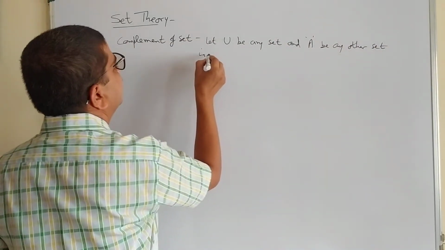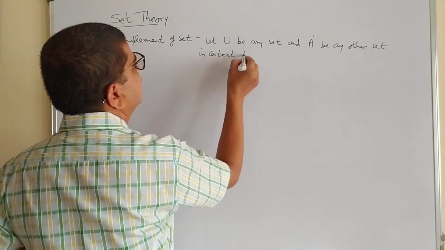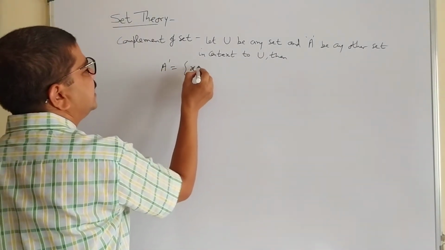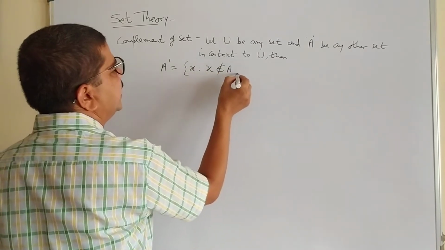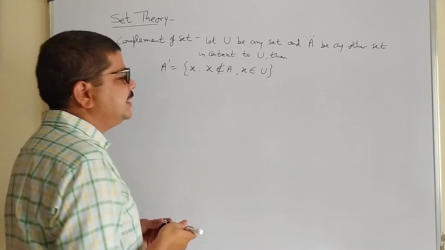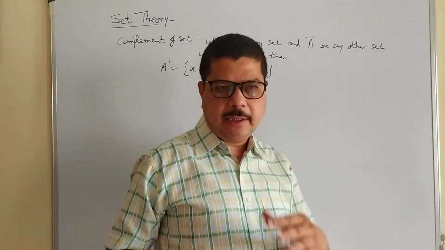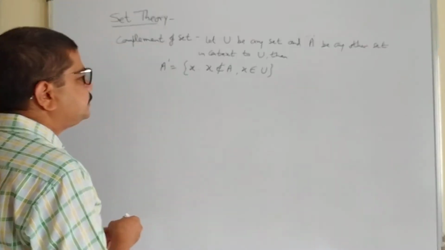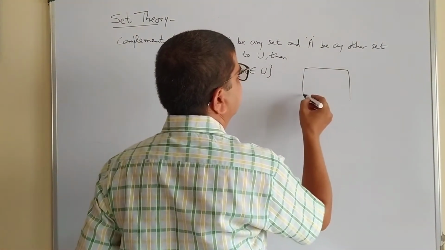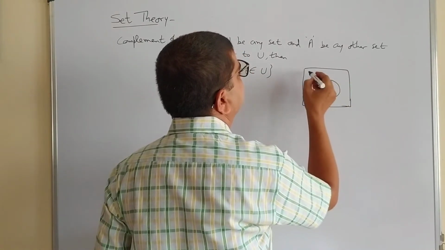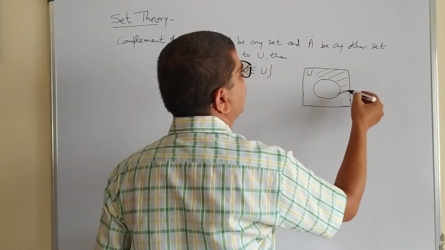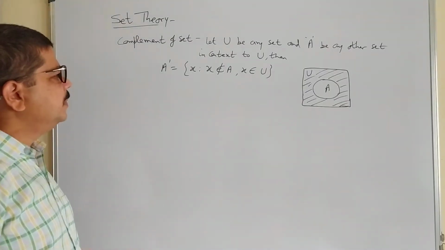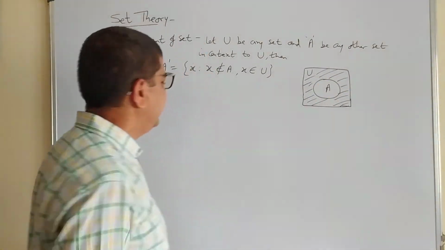in context to U. Then complement of A is given by X such that X does not belong to A and X belongs to universal set. Generally this we don't write, it is understood. When X does not belong to A, it means all those elements which are in universal set but not in set A. With the help of Venn diagram, this can be represented. This is universal set, so all the elements which are not in A, this represents set A. All the elements lying outside this set A.